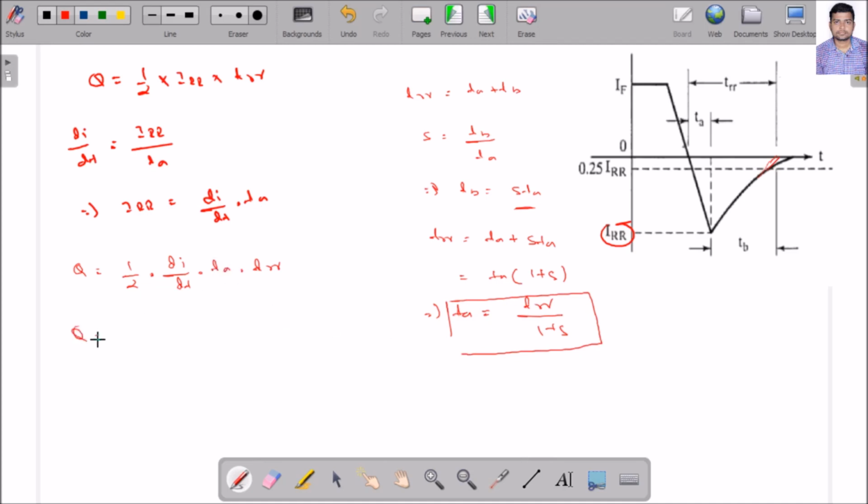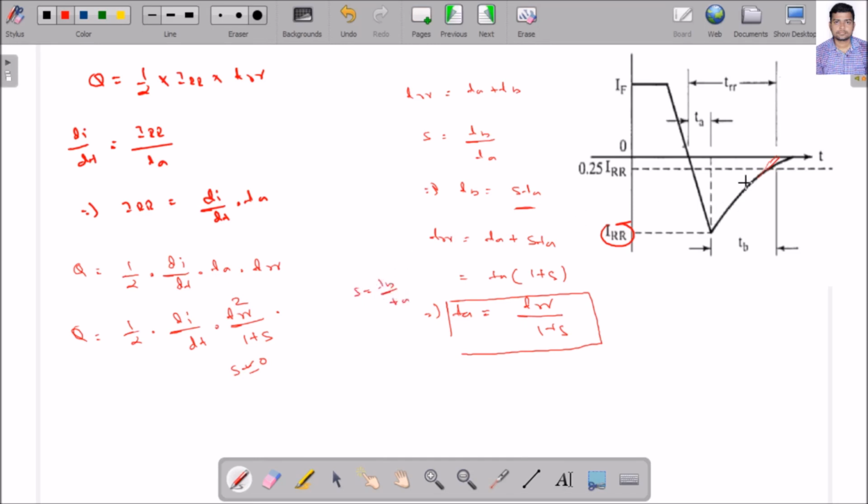So Q equal to finally 1 by 2 di by dt into TA equal to what? TRR by 1 plus S into TRR. So it is TRR square. Clear? If I am assuming S equal to 0, S equal to 0 means what? S equal to TB by TA. So when it will be 0? If TB equal to 0.